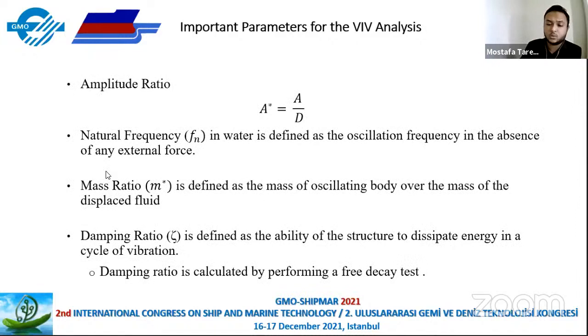We have the amplitude ratio, which is the amplitude of the cylinder over the diameter of the cylinder used. Natural frequency in water is defined as the oscillation frequency in the absence of any external force when the water is stationary. Mass ratio is defined as the mass of the oscillating body over the mass of the displaced water, when we place a cylinder or any component in the water and take the ratio of the mass that got out of the water. Finally, we have the damping ratio, one of the most important factors here, and we can calculate it by performing a free decay test.